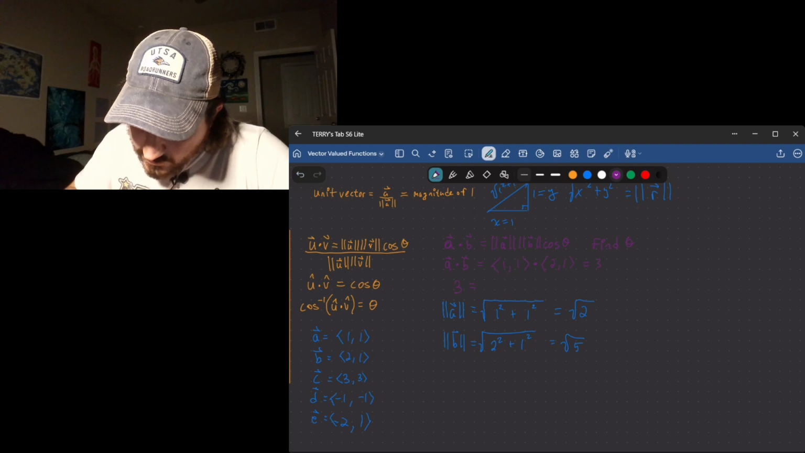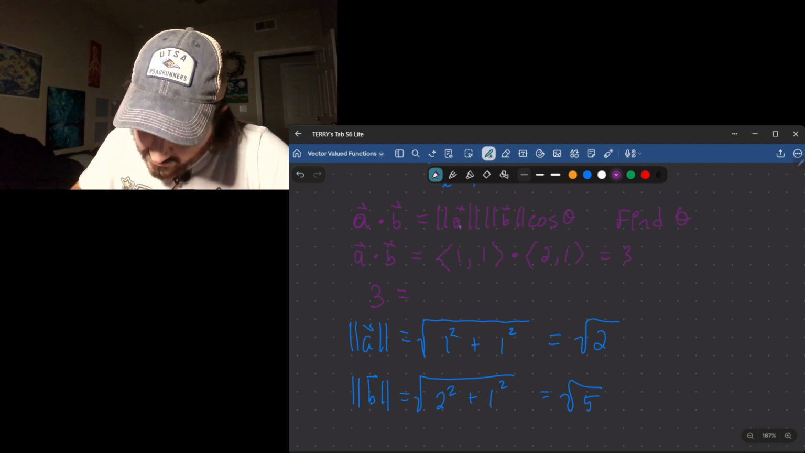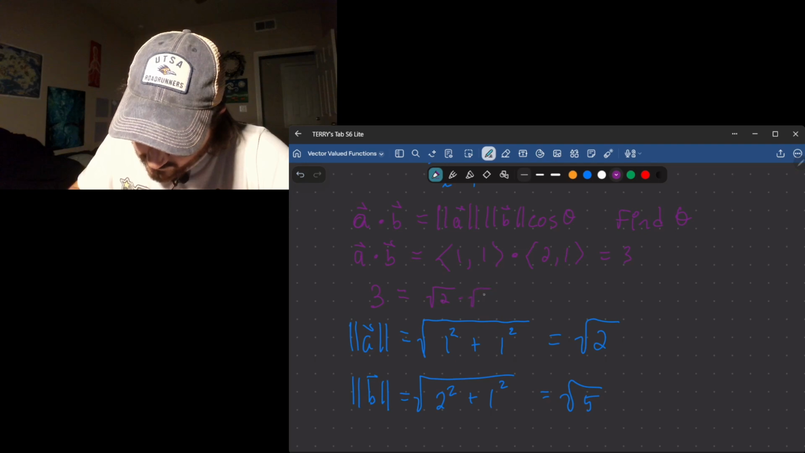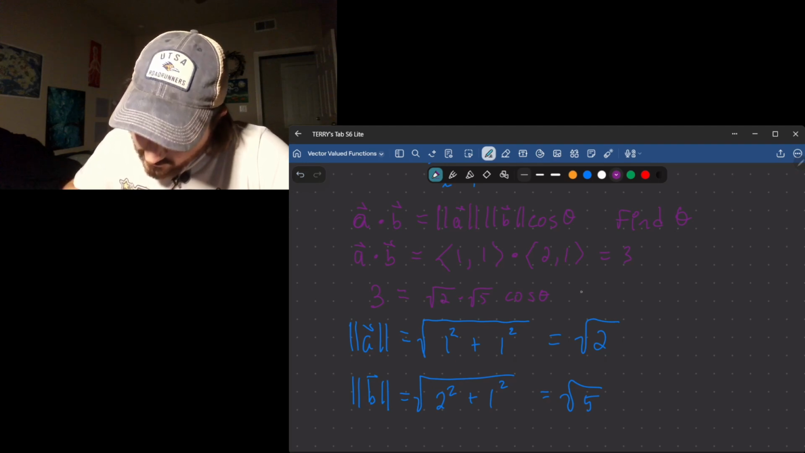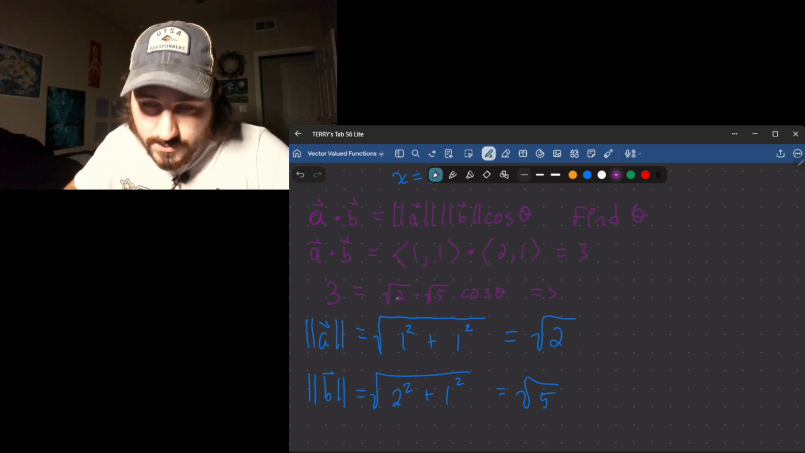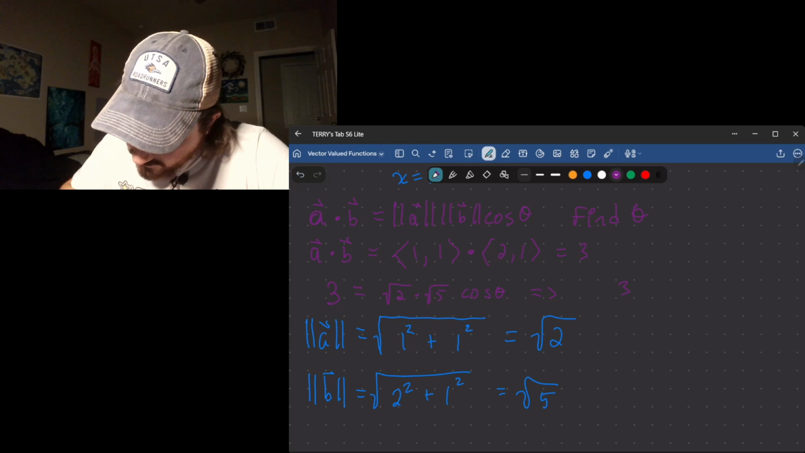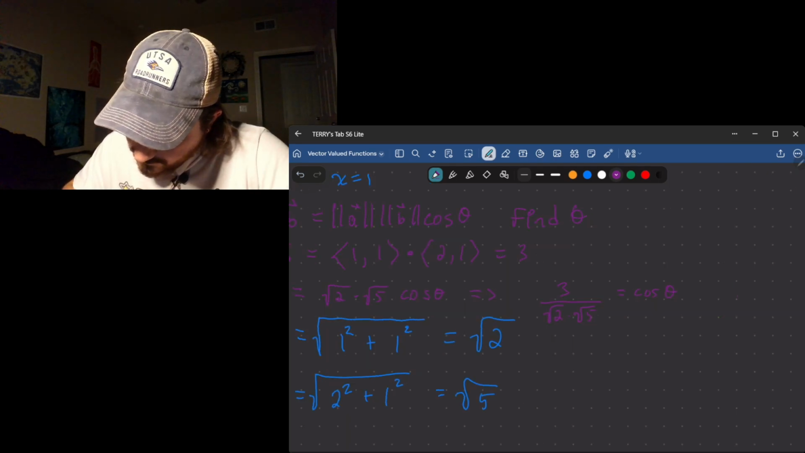numbers. So what we can do now is zoom in a little so we can squeeze this in here. So we got magnitude A, magnitude B, which we now just found are root 2 and root 5. And then that's all multiplied by cosine theta. So now we can go ahead and rewrite this whole equation. I'm going to take 3 and divide it by this multiplication of these two square roots. So I've got 3 divided by square root 2 times square root 5 is equal to cosine of theta.